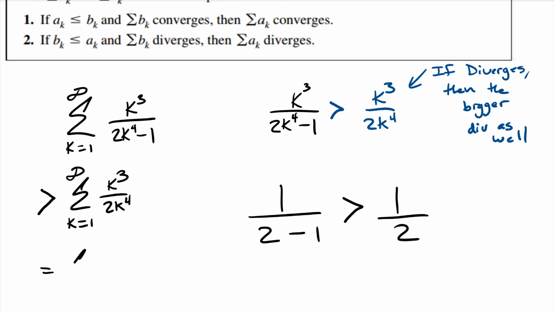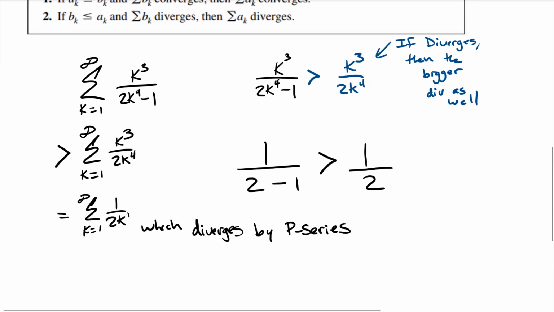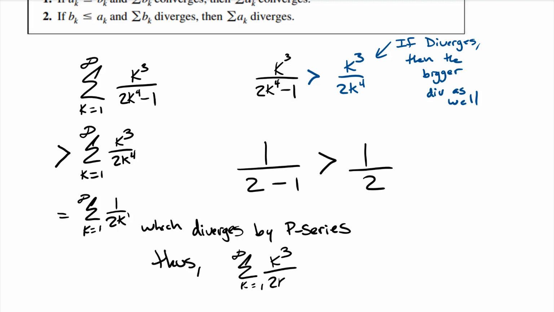And then this is equal, what is that? The sum k equals 1 up to infinity of 1 over 2 times k to the first, which diverges by p-series. Thus, the sum k equals 1 up to infinity of k cubed over 2k to the fourth minus 1 also diverges by the comparison test. CT.